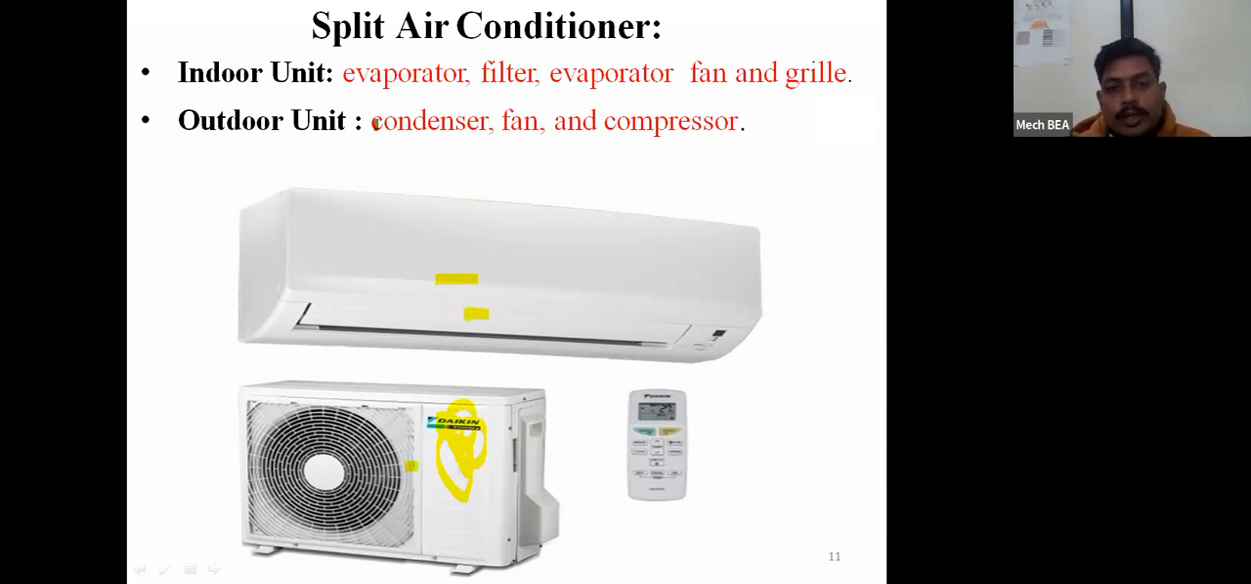The indoor unit will consist of the evaporator. Inside this indoor unit there will be the evaporating coil. Then a filter part will be there for filtration of air. An evaporator fan will be provided for blowing the air, and grills will be provided.